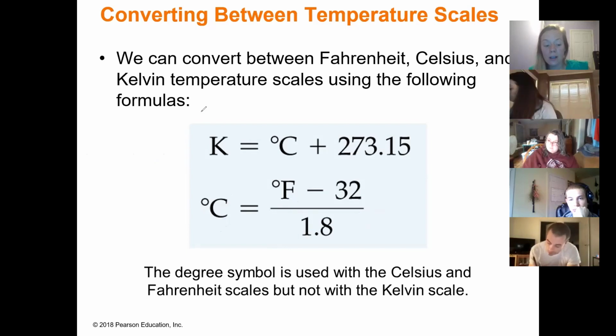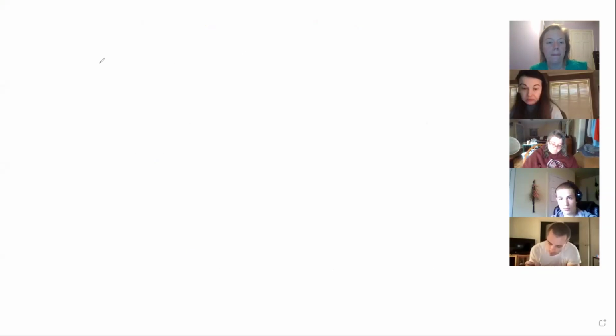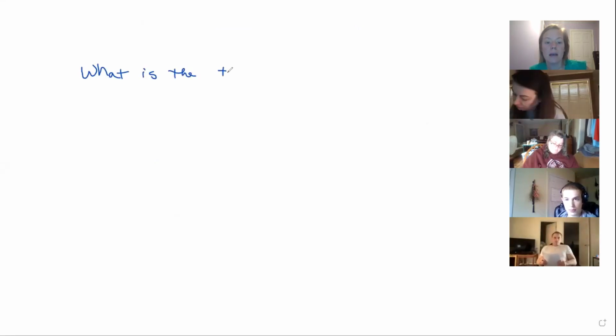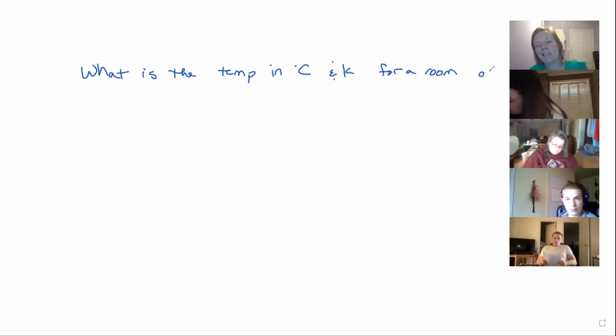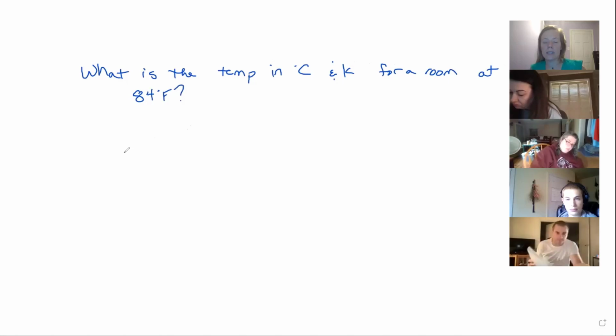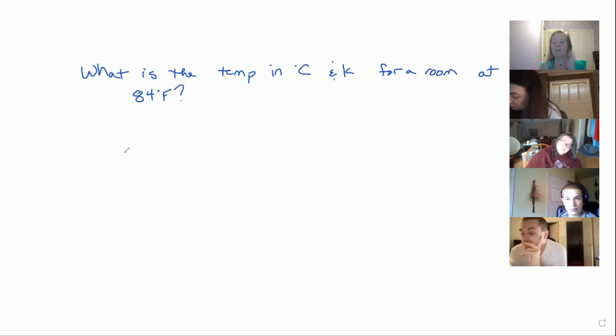This isn't anything challenging, but I want you to do one problem with those equations. So what is the temp in Celsius and Kelvin for a room at, let's say it's 84 degrees Fahrenheit? Okay, so what is the temp in Celsius and Kelvin for a room at 84 degrees Fahrenheit?